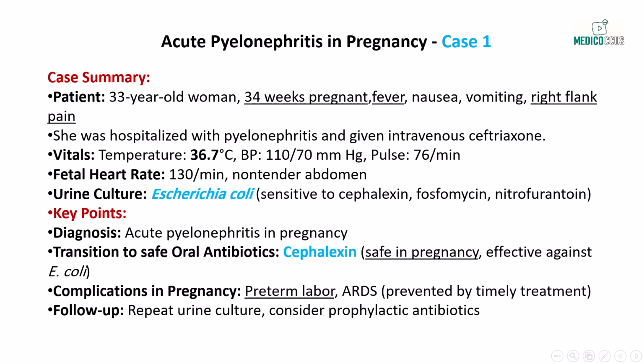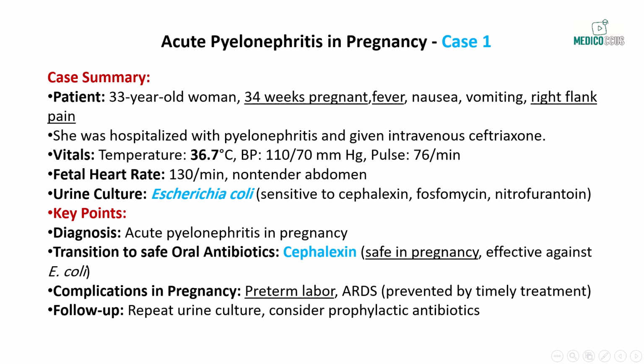The urine culture shows E. coli with sensitivities to various antibiotics. The bacteria is sensitive to cephalexin, fosfomycin, nitrofurantoin, and trimethoprim sulfamethoxazole. However, it is resistant to ciprofloxacin. Based on these results, cephalexin is the most appropriate oral antibiotic for this patient.